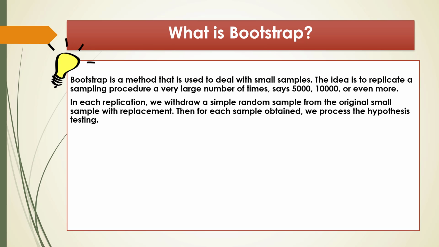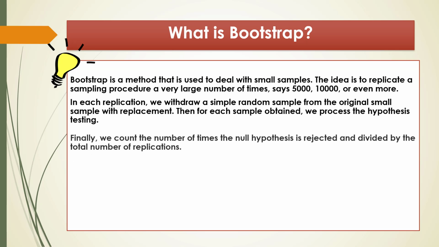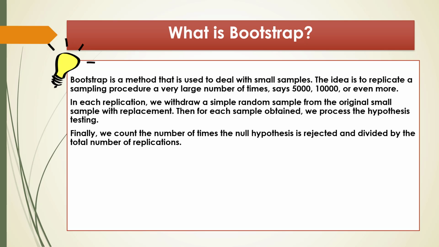Then for each sample obtained, we process the hypothesis testing. Finally, we count the number of times that the null hypothesis is rejected and divide by the total number of replications. So suppose out of 10,000 times, we reject the null hypothesis 95% of the time, which is around 9,500 times, then we reject the null hypothesis.